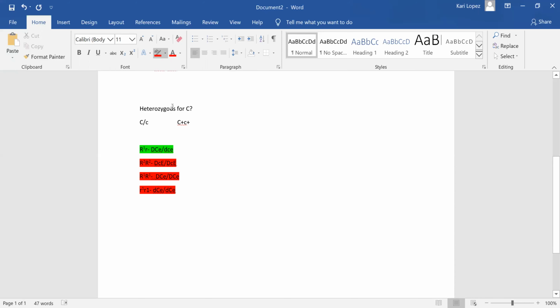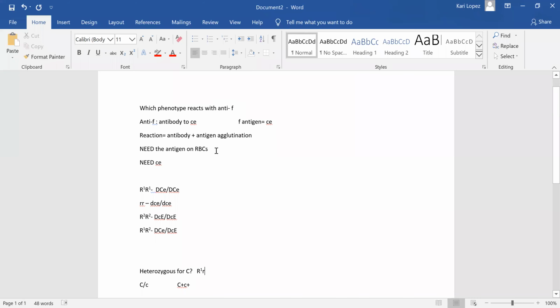But we're looking for the heterozygous for C, meaning one big and one little. So our answer would be R1R, so R1, little r. Yep. Whereas this first one was the double R. Oh, thank you. Yes, double R.